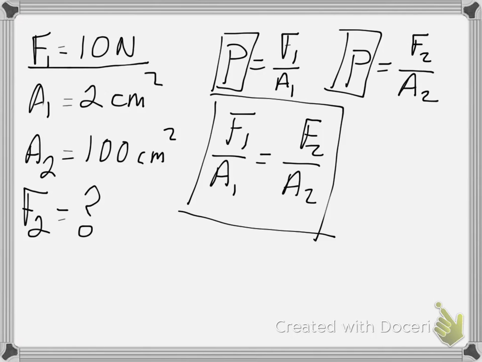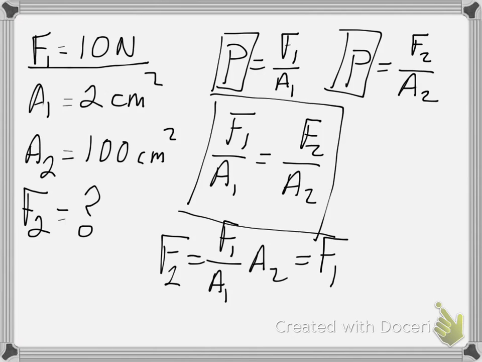I can solve this for F2 very simply by multiplying by A2 on both sides, and I get F2 is equal to F1 over A1 times A2, and sometimes this is written more compactly as F1 times the ratio A2 over A1. So my output force is simply my input force times the ratio of the areas. However much larger my second area is compared to my initial area, I just multiply that factor by my initial force, and that'll be my output force.